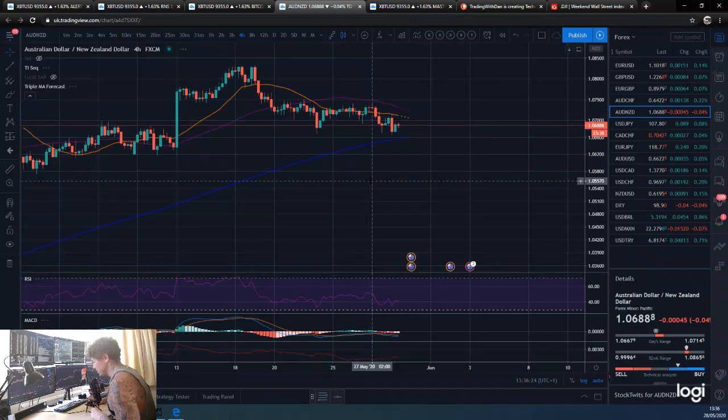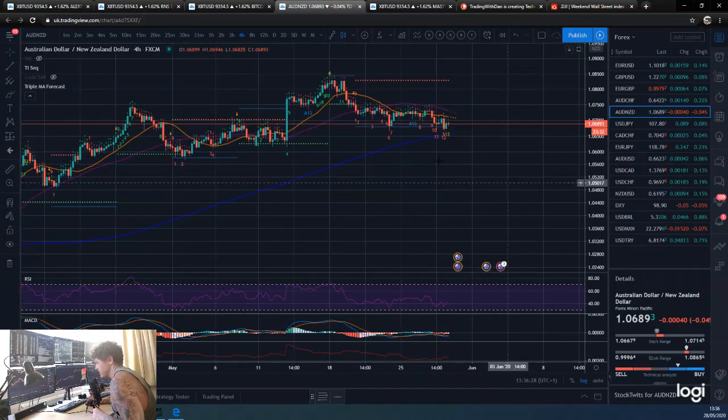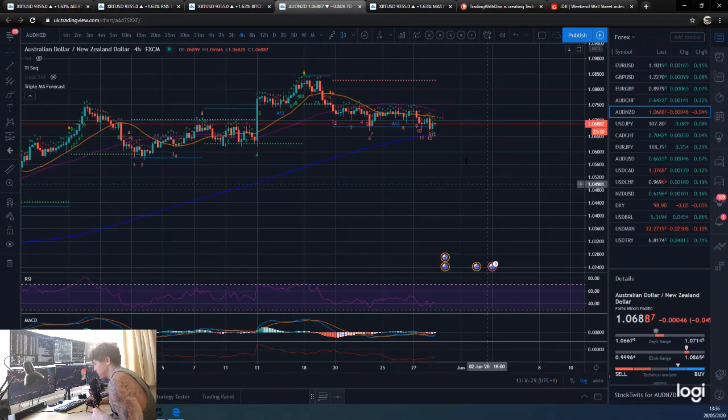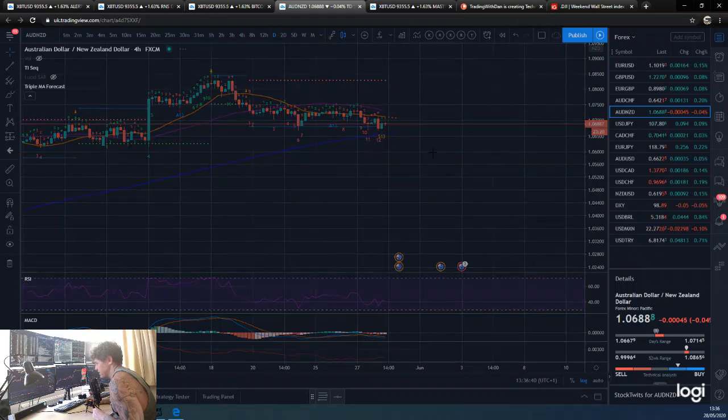Right, Aussie dollar, New Zealand dollar. I don't think we had anything going on here. This is a case, especially on the 4 hour, where we're just getting squashed, squished between the moving averages. So I don't really need to draw much on here. It's just a case of if we break above these or break below those. That's probably going to dictate the next movement here.